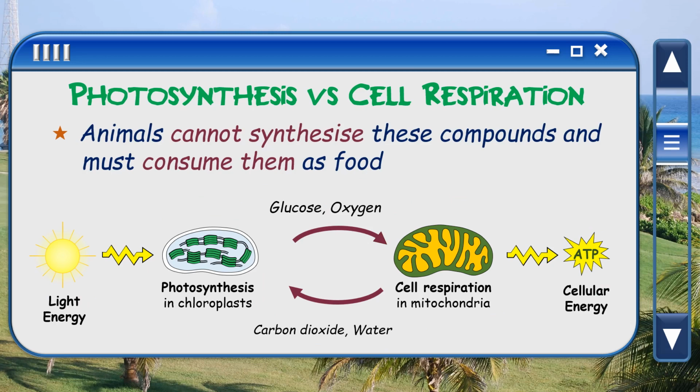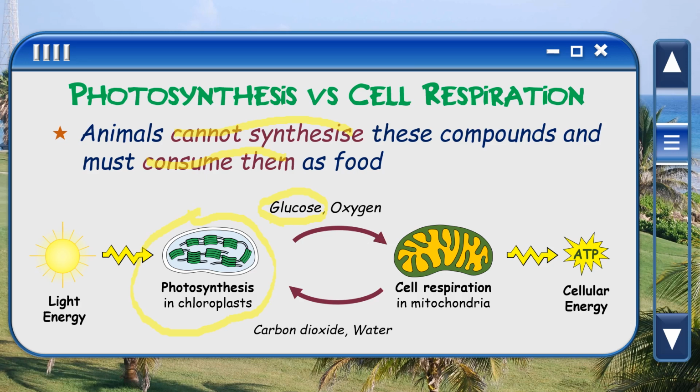Animals cannot synthesize these compounds and must consume them as food. So animals cannot synthesize the organic compounds; they just consume them. What synthesizes those organic compounds is the chloroplast. The chloroplast will absorb that light energy and use it to build up the organic compound we refer to as glucose. And it is this glucose which cannot be synthesized by animals.